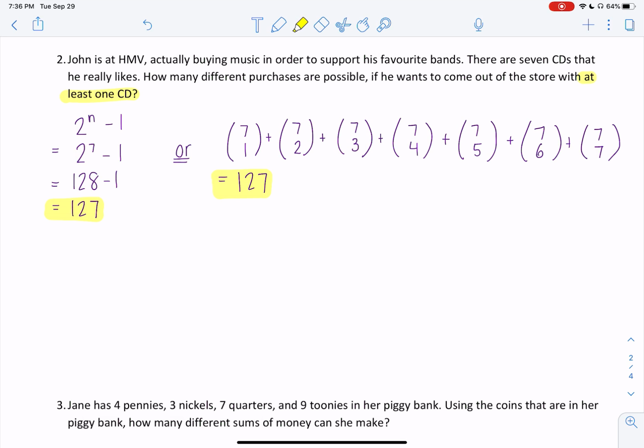So if I want to use combinations, I absolutely could, or I could use the fact that it's a binary choice, just yes or no, and use the formula on the left.